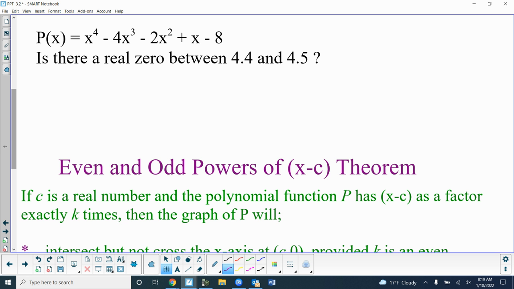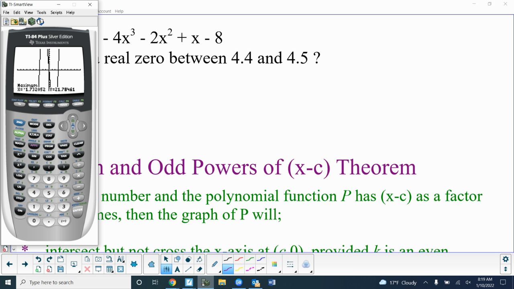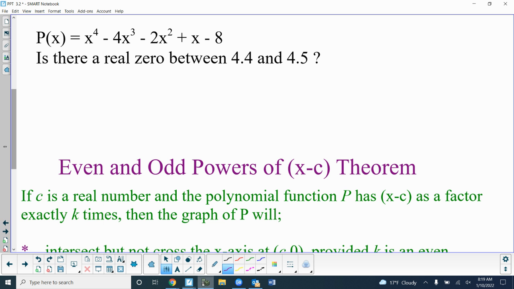Is there a real zero between 4.4 and 4.5? All you have to do is find P of 4.4 and P of 4.5. So how do I find those two answers if this is P? Plug them in. That's all.